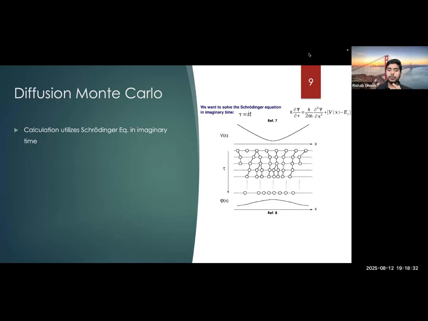There are a bit more complications to how diffusion Monte Carlo actually works, except for the purposes of this presentation, I'll leave that to the very end for questions if anyone's curious.